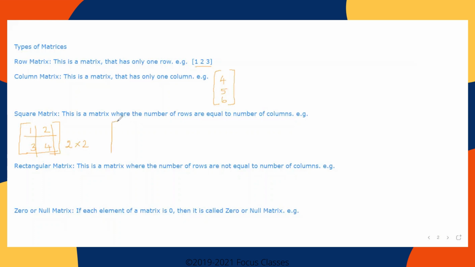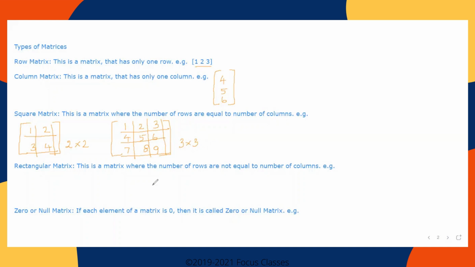Similarly, 1, 2, 3, 4, 5, 6, 7, 8, 9. Here we have row 1, row 2, row 3, column 1, column 2, and then column 3. So it is a 3 cross 3 square matrix.